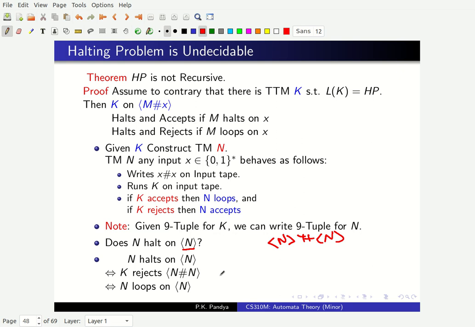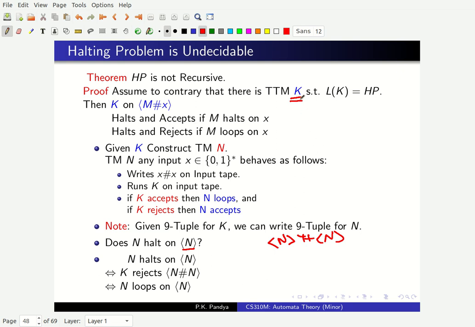So you can see this is very simple. You will have to convince yourself that my equivalences follow straightforwardly from the definitions given here, but we get a contradiction. N halts on the code of N if and only if N loops on the code of N. This is absurdity. How can it halt as well as loop? It has to do just one of the two things. So we get a contradiction. And because we get this contradiction, our only assumption, that there is a total Turing machine which recognizes HP, is false. Everything else is forced in this construction, right?